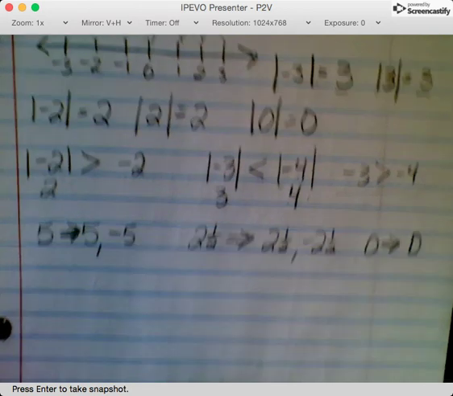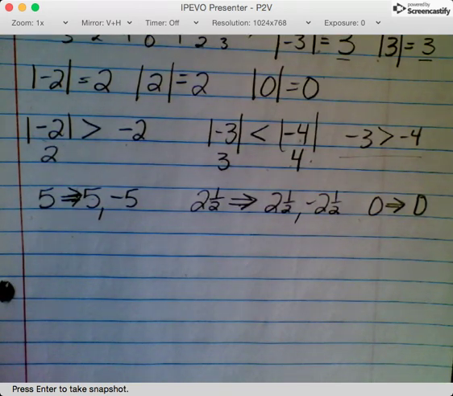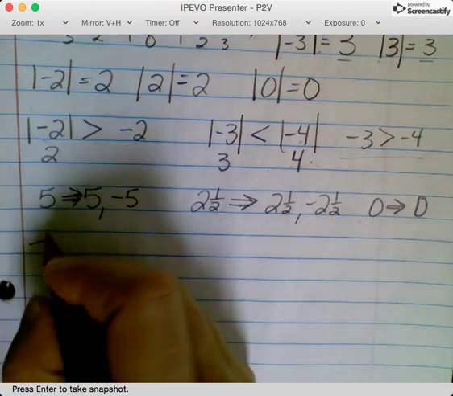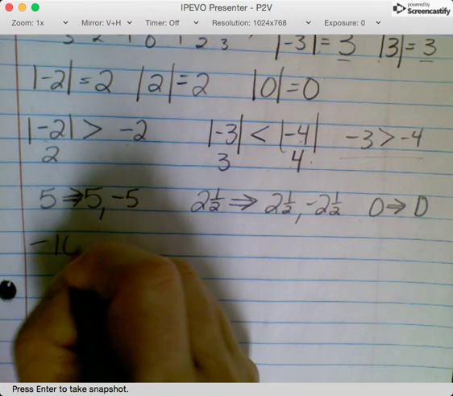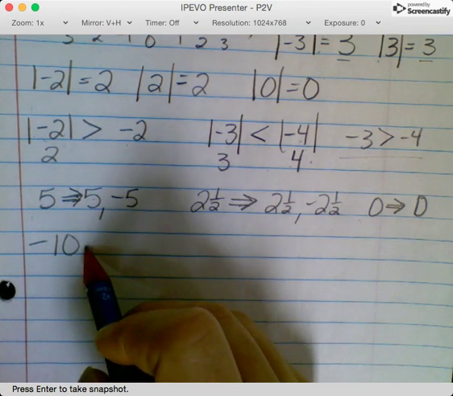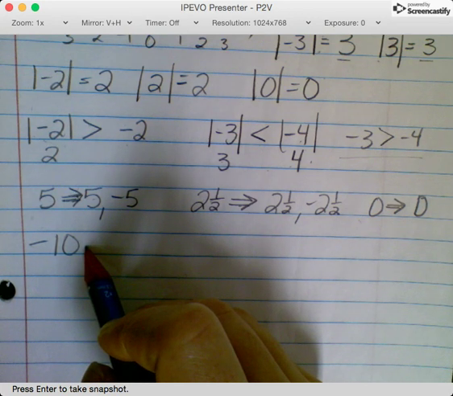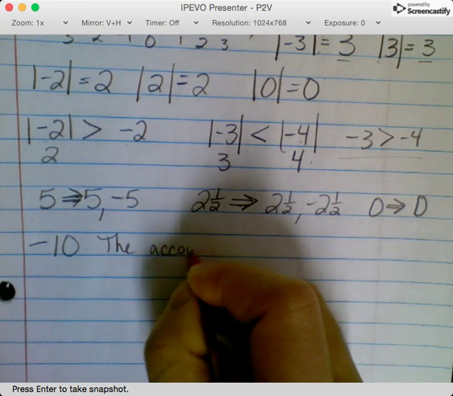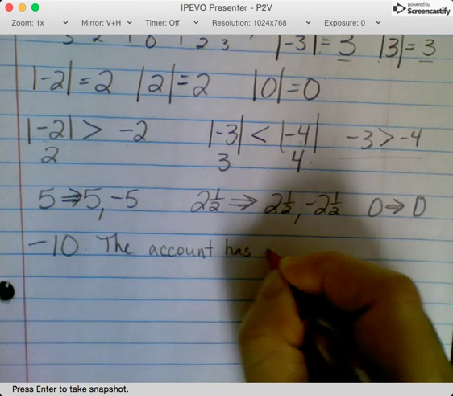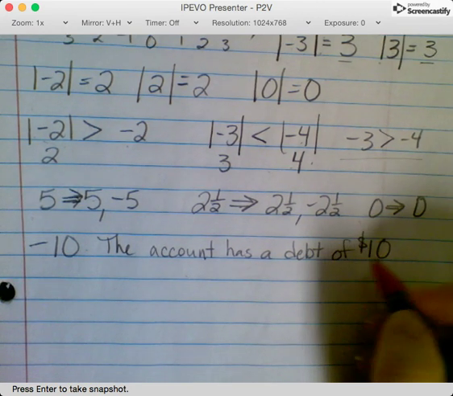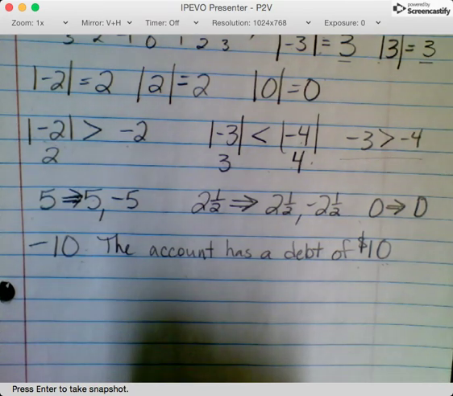One more thing that they cover in your book is to use absolute value to describe different situations. So if I had a negative balance, let's say my balance of my bank account is negative 10. If I use the absolute value to describe negative 10 as an account balance, I would say the account has a debt, which means they owe, of $10. Okay, so that means it has $10 that it owes. That would be negative 10.